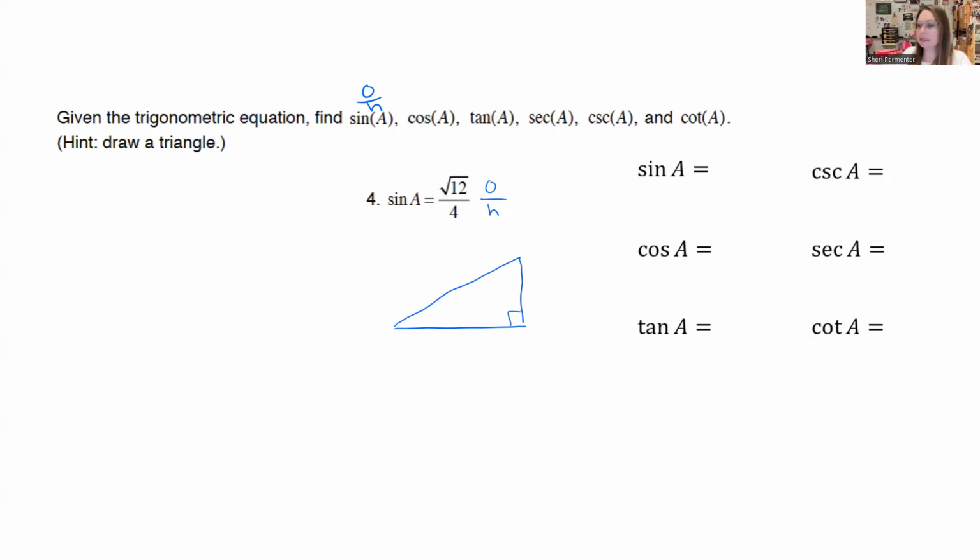And so I have to put the angle somewhere. Doesn't really matter where you put it, go put it somewhere. So I'm just going to put A right there. And then I'm going to label my triangle. So I know that the opposite of my angle right here is going to be the square root of 12. The hypotenuse is 4.